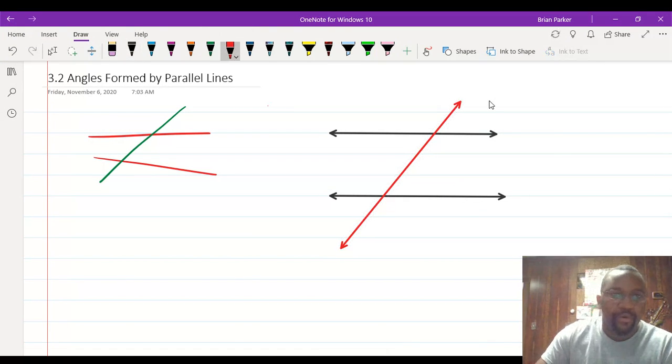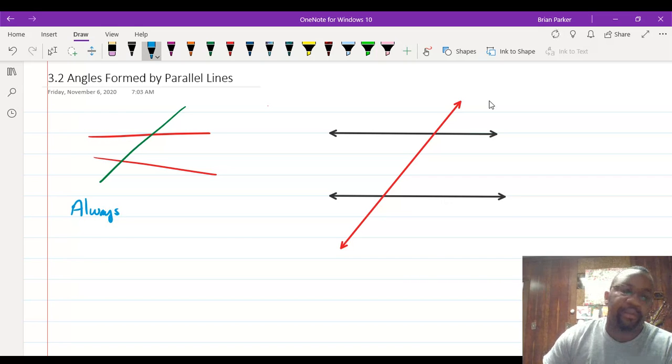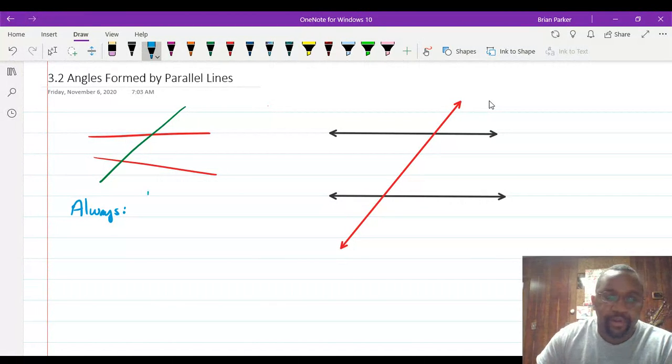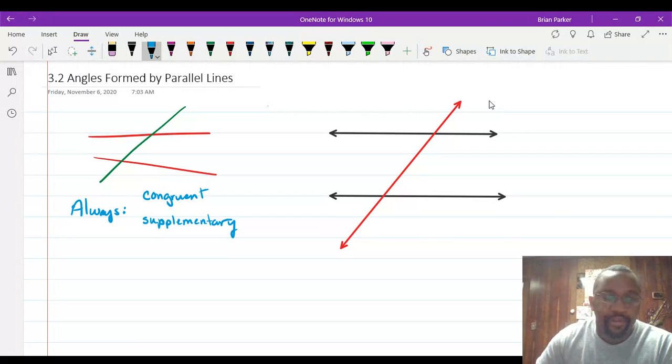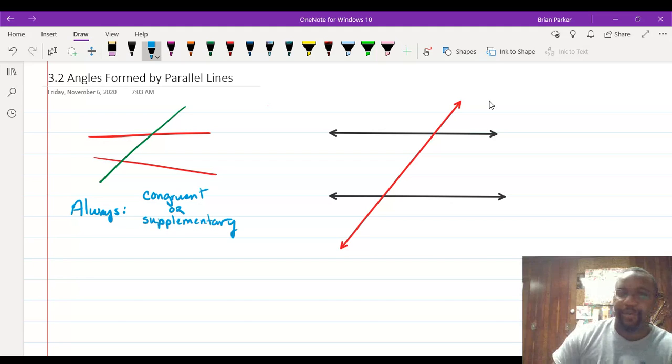A couple things you're gonna want to know. These angles are always one of two things. They're always either congruent or they're always going to be supplementary. That's going to make things nice and easy for you. So they're always either going to be congruent or they're going to be supplementary.